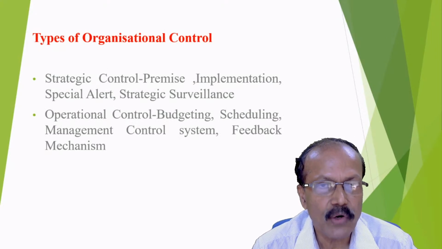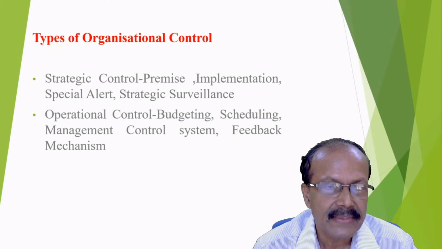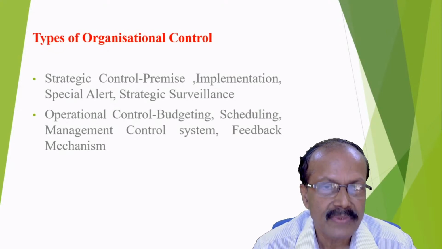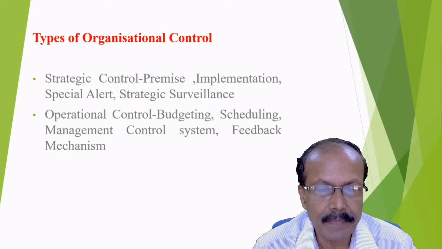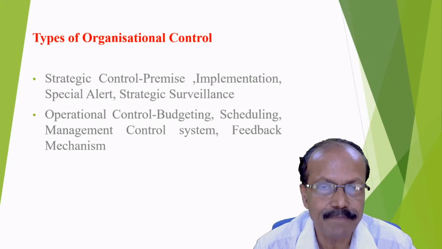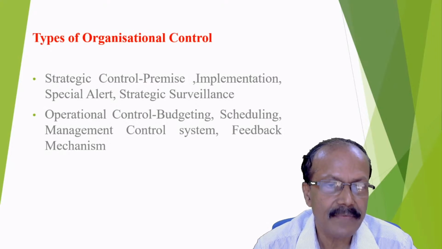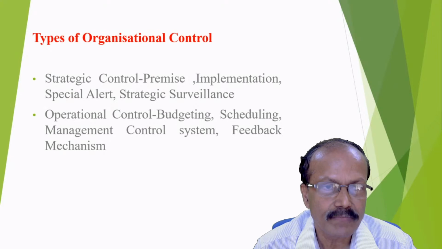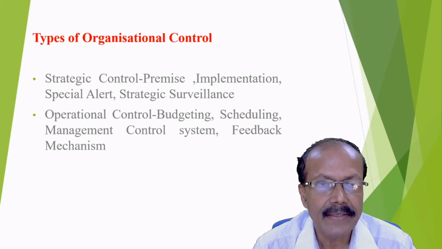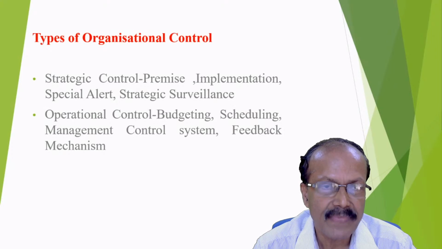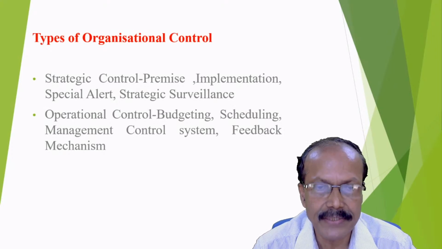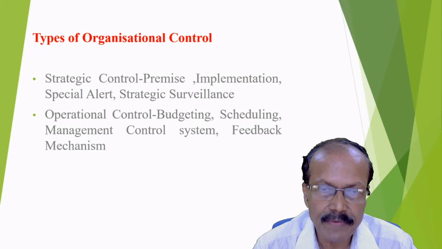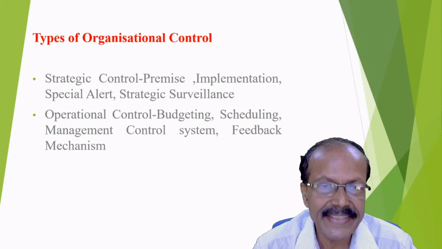With respect to types of organizational control, there is a strategic control based on certain basis or criteria, and also the implementation status, the special alerts that are made for setting the things right, and also the strategic surveillance, that is strong supervision and periodic checking, which will help in rectifying and improving upon the situations.